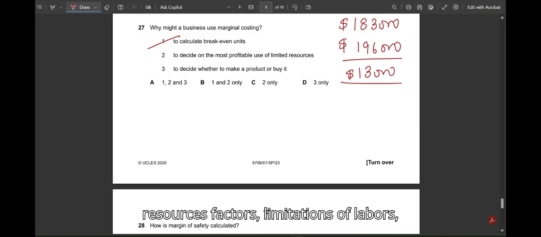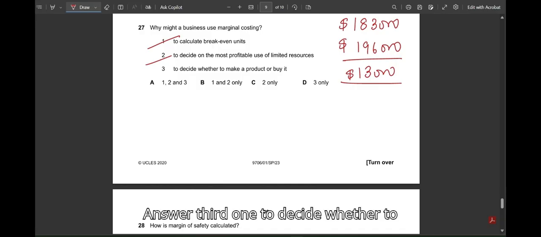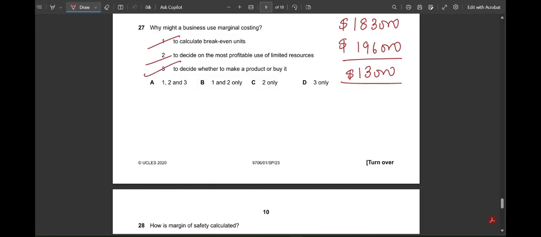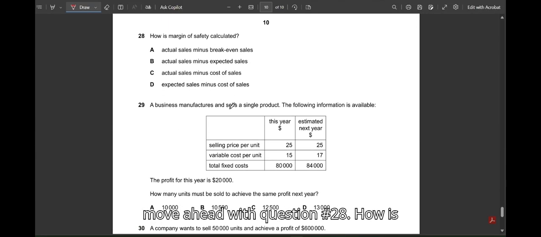Basically, there are limited resource factors, limitations of labor, limitation of raw material, and we try to make the maximum production in which the contribution is the maximum. So the second is also the right answer. Third one, to decide whether to make a product or buy it. Absolutely right. So even three is the right one. So hence A will be the right option. Easy question. Now let's move ahead with question number 28.